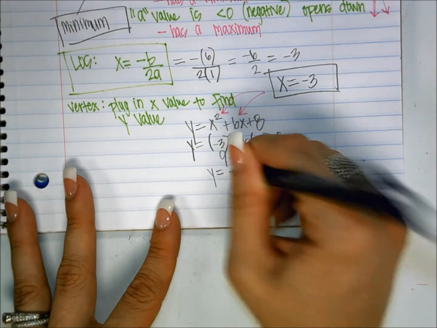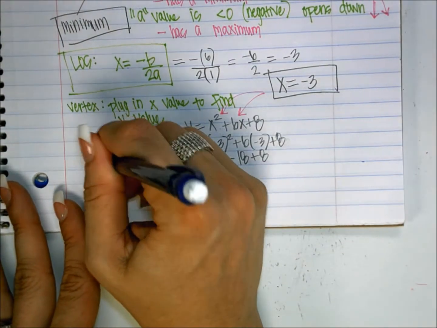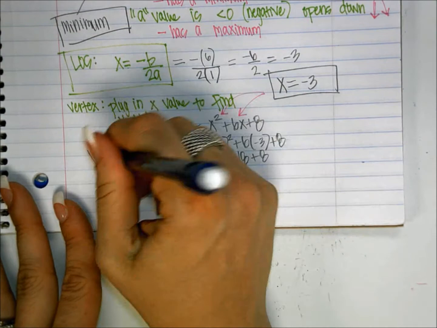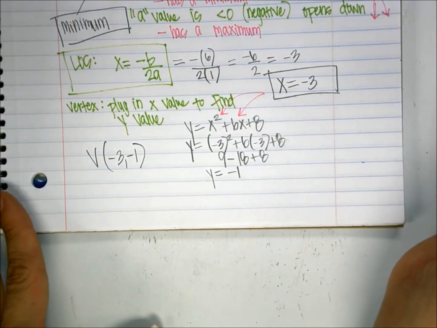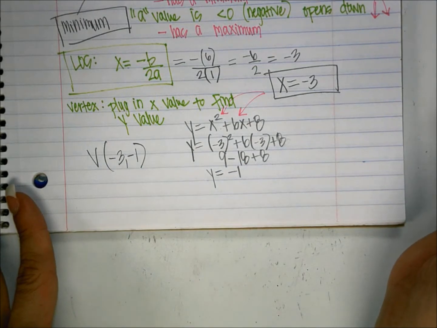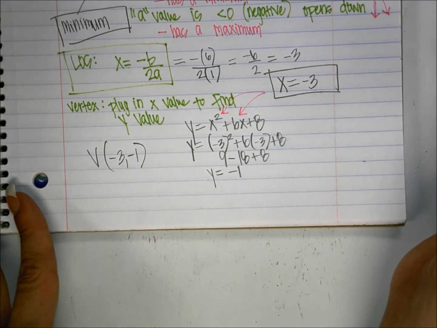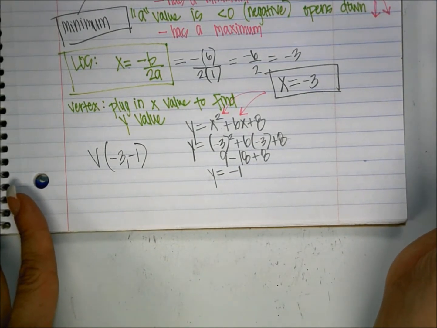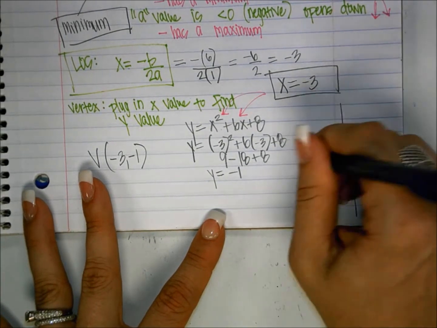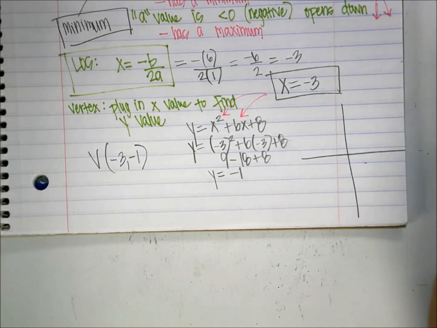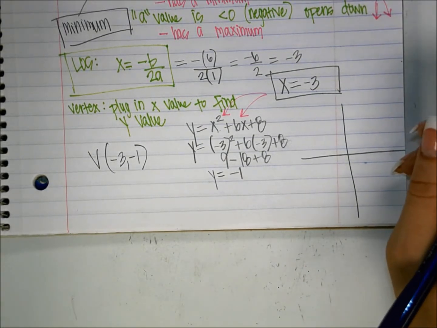Okay? So your vertex will be at negative 3, comma, negative 1. That is my vertex. So my vertex is at negative 3, negative 1. So now I'm going to actually start drawing my parabola. So make a little XY coordinate. It doesn't have to be perfect. If you choose to use graph paper, you can, but you don't have to.